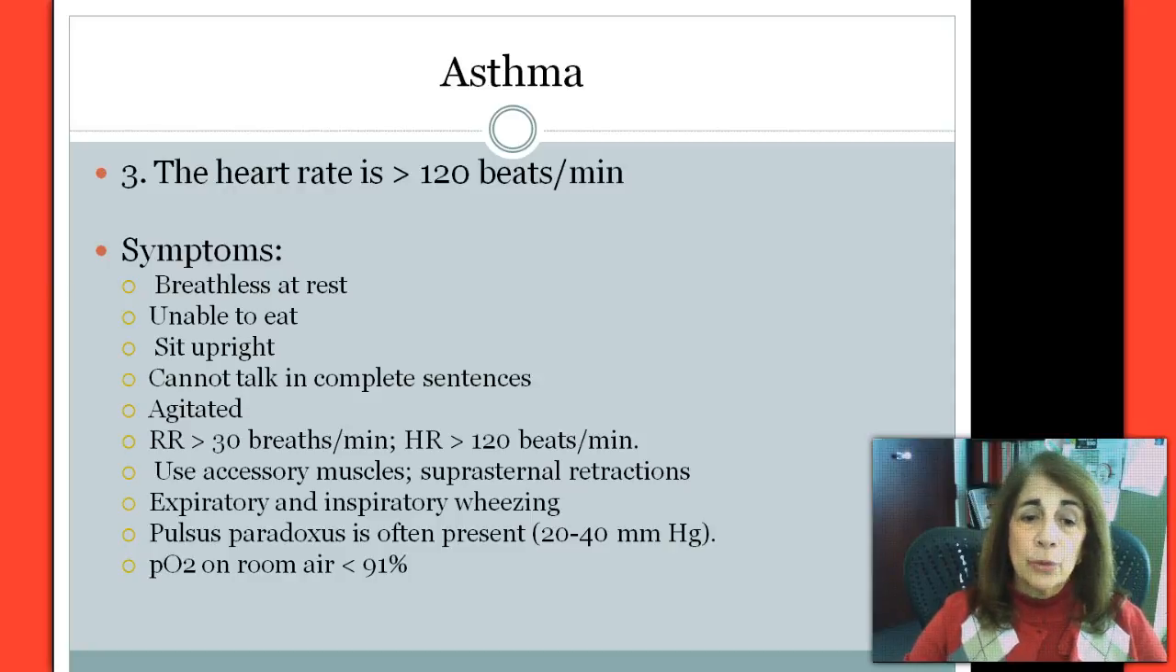They have expiratory and inspiratory wheezing. Pulsus paradoxus is often present. That's where they take a deep breath and their blood pressure drops 20 to 40 millimeters of mercury. Anything less than 10 is normal, but 20 to 40 is significant. And their PO2, if you're measuring it on room air, is less than 91%.